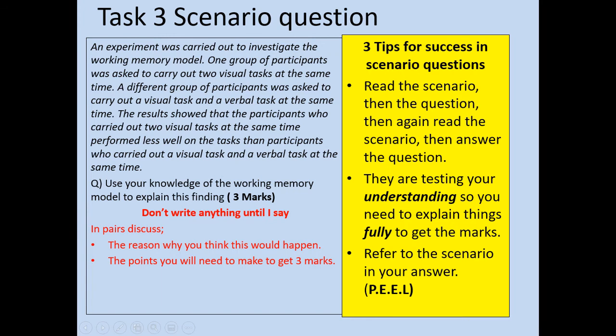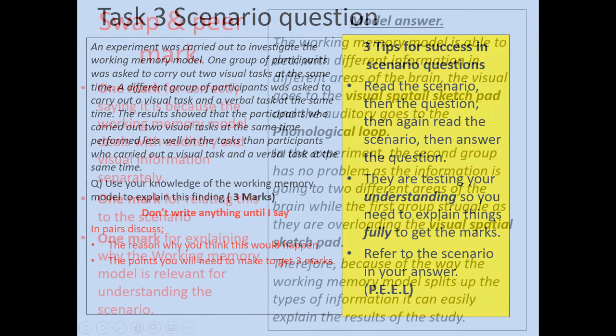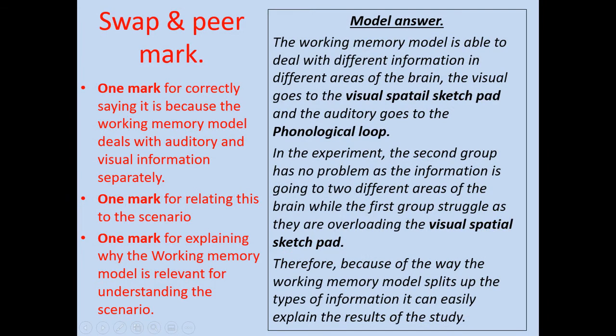Okay, so you can now have a look at this model answer for it. And I want you to now mark your answer so I can see what you're thinking. Right, so you get 1 mark for correctly saying it's because the working model of memory deals with auditory and visual information separately. So if you identify that as a factor, you gain 1 mark for that. You gain 1 mark for relating it to the scenario and 1 mark for explaining why the working memory model is relevant to the understanding of the scenario.